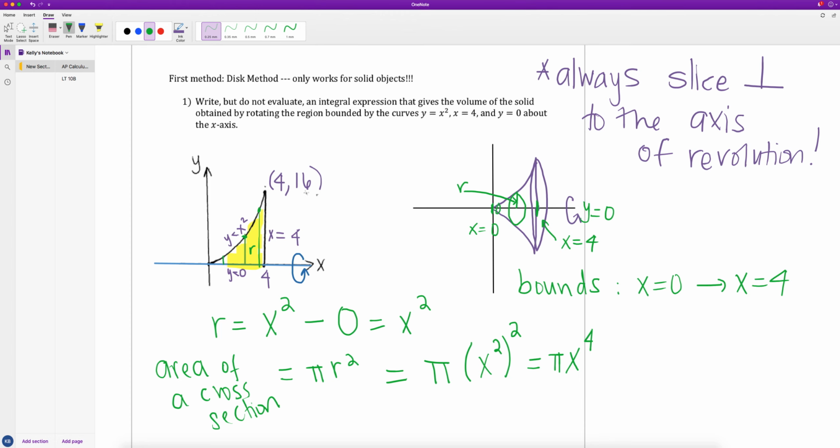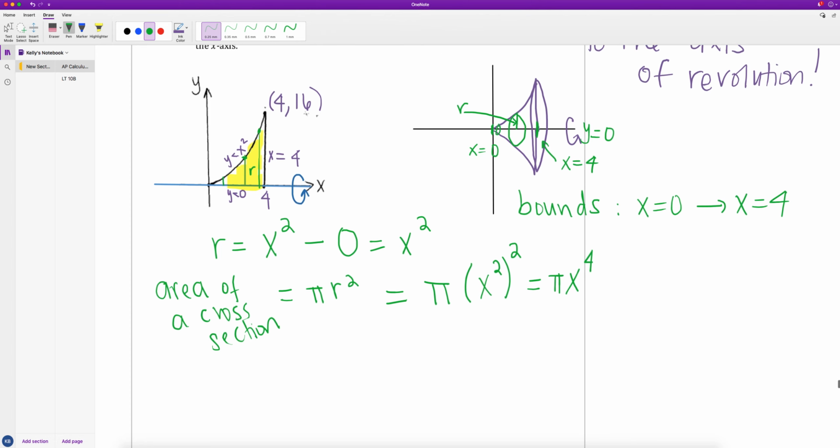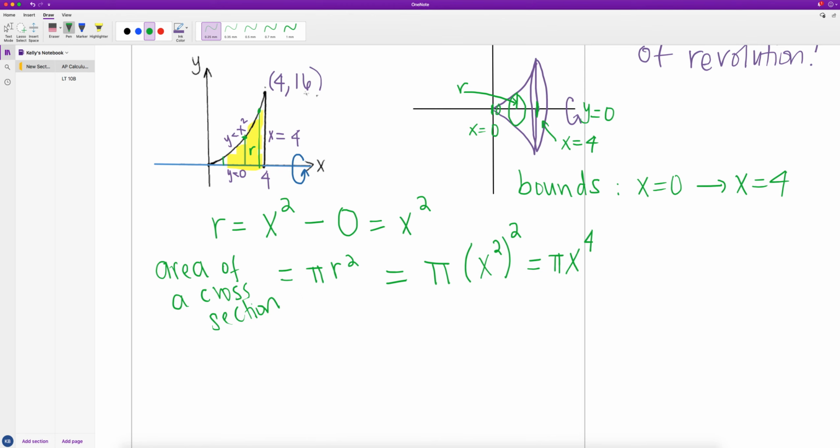Well, now that I have the area of my cross section and I have my bounds, I can actually set up the equation for the volume. So scroll down to give us a little bit more space. In general, we know that the volume is going to be the integral of the area of our cross section.